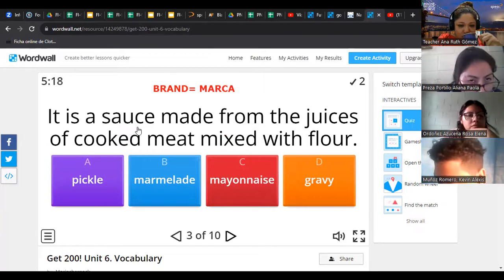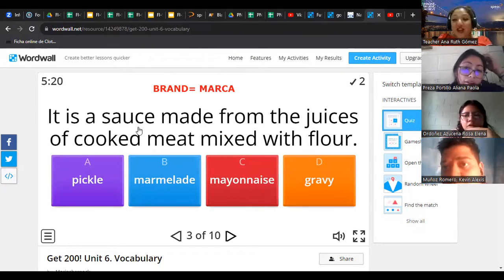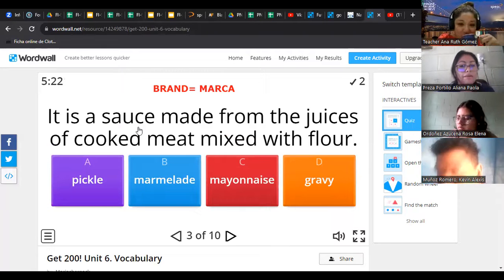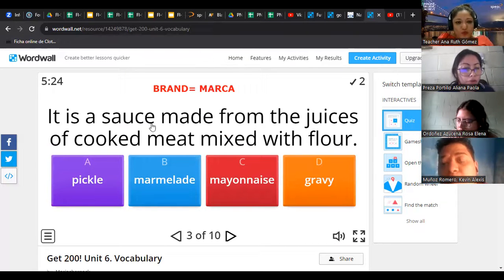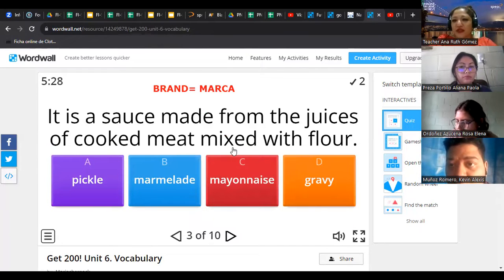It's a sauce. Sauce. How do you say? Sauce. Sauce made from the use of cooked meat mixed with flour. Okay, very good. I'm going to help you with the pronunciation of this one.